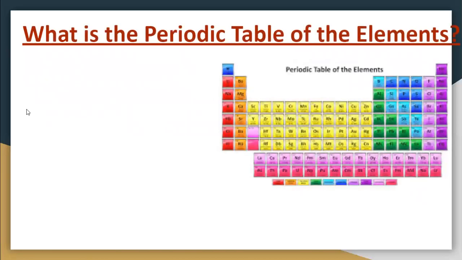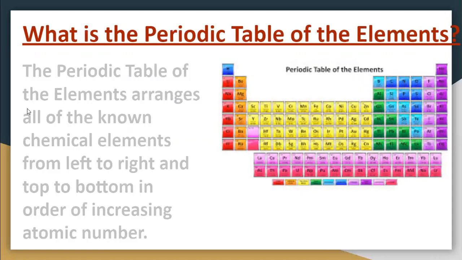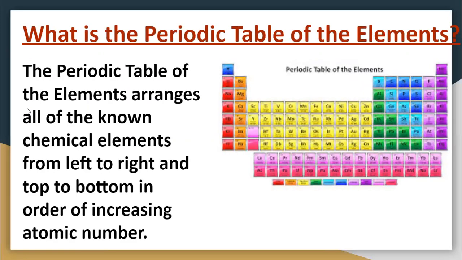What is the periodic table of the elements? You're going to get more familiar with this. The periodic table of the elements arranges all of the known chemical elements from left to right and from top to bottom in order of increasing atomic number. We'll be talking about atomic number later, but it has something to do with atoms because it's got the word atom in it.